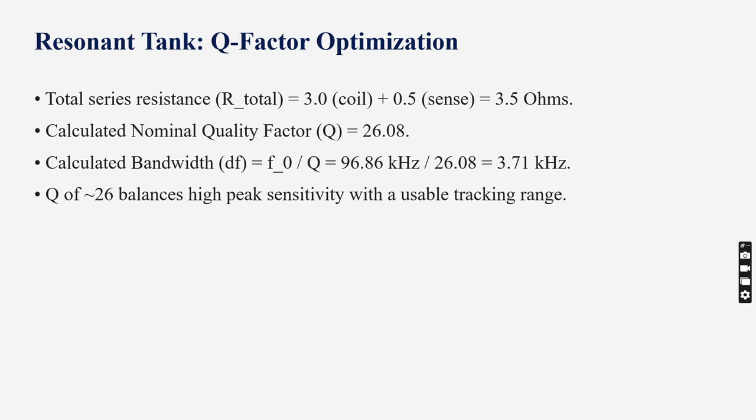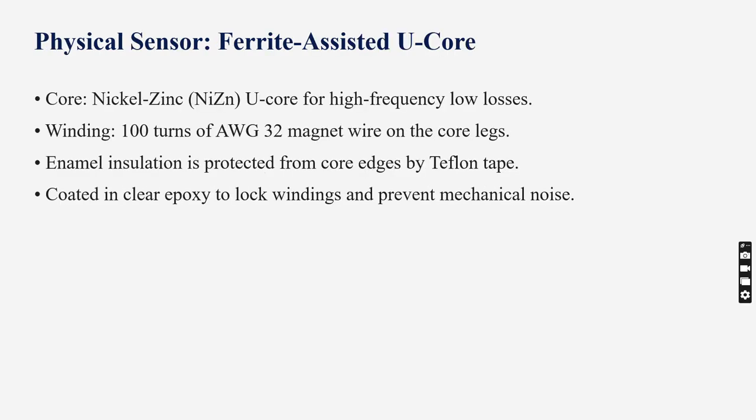A higher Q would increase amplitude sensitivity but make the peak so narrow that slight environmental changes would cause complete detuning. So our design provides high sensitivity while maintaining a wide enough bandwidth to track changes.